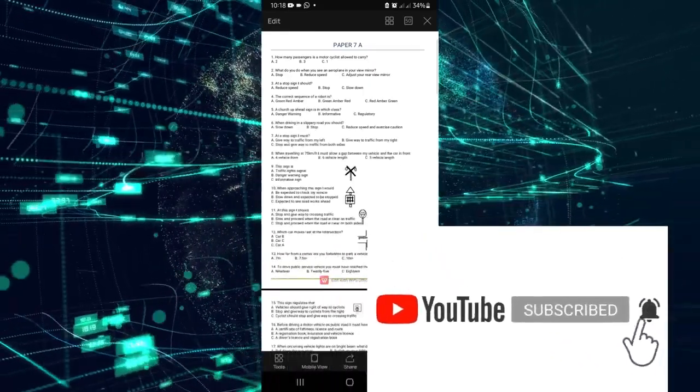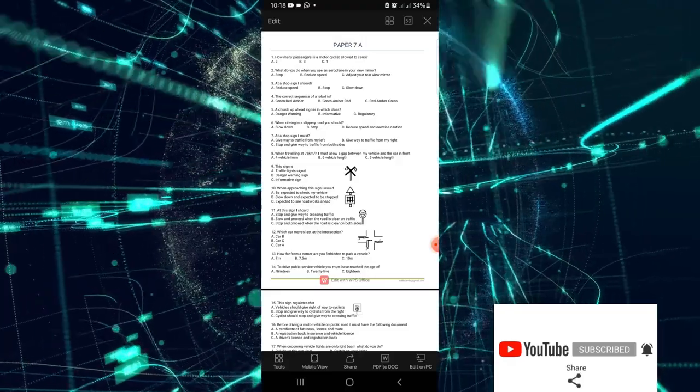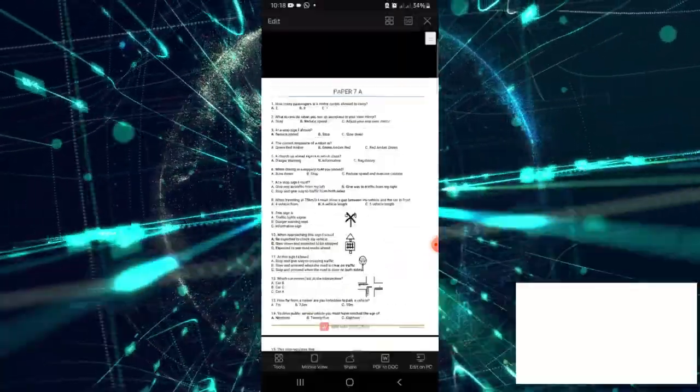Today we're going to be looking at the VID test paper 7A. We're going to be going down through each and every question, discussing the answers with you.